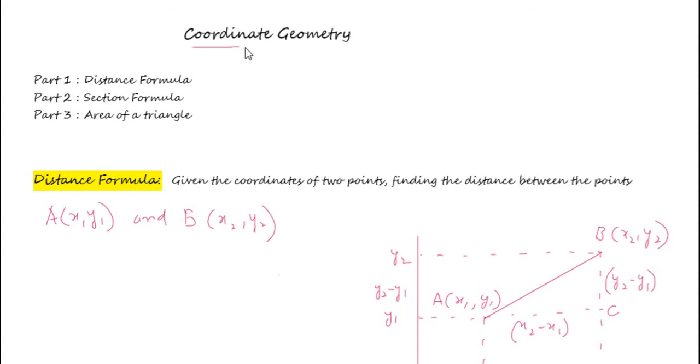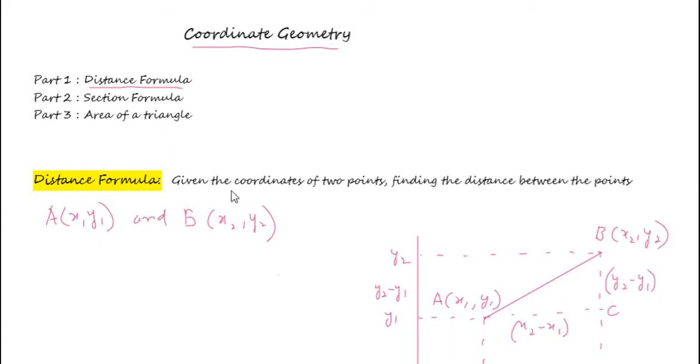Coordinate geometry. We are going to have 3 modules under this chapter. In part 1, we are going to discuss distance formula, part 2, section formula, part 3, area of a triangle. We are going to discuss in detail about these things in the respective modules. Now in this module, we are going to discuss distance formula.